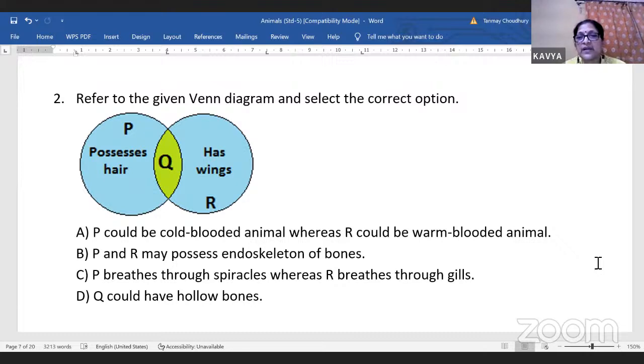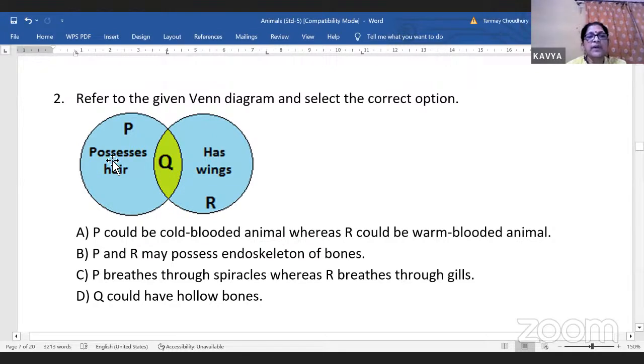But animals like reptiles and amphibians, their body temperature never remains constant. If it is cold outside in winter, their body temperature will become low. If it is hot outside, the body temperature will rise. So the body temperature doesn't remain constant, and they are known as cold-blooded animals. So here P could be cold-blooded.